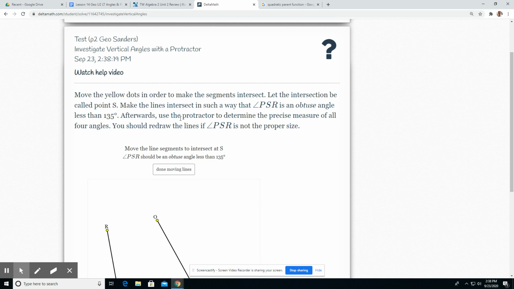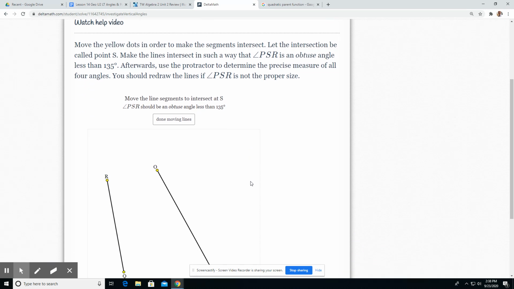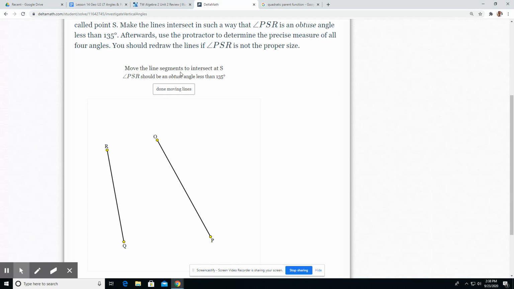Afterwards, use the protractor to determine the precise measure of all four angles. You should redraw the lines if PSR is not the proper size. Okay, move the line segments to intersect at S. PSR should be an obtuse angle. So let's just go ahead and move it first and then we'll check it.